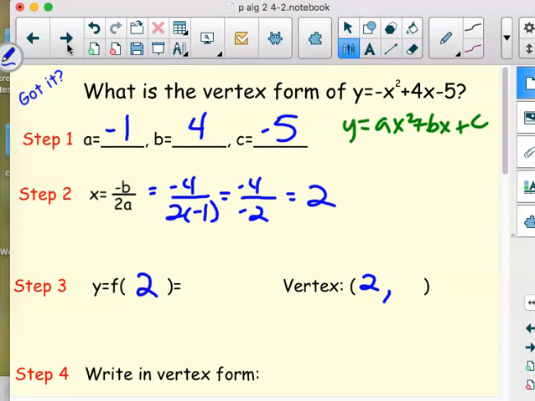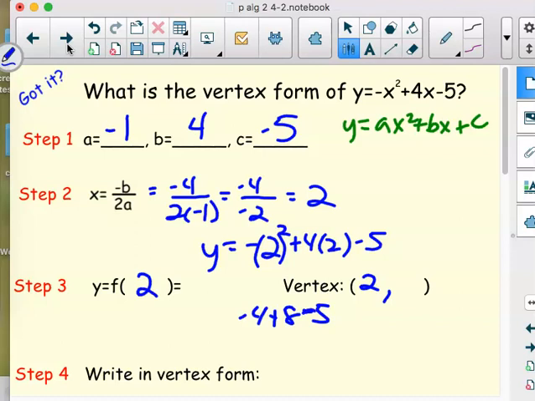Plug it back in. So it's going back up here, and that'll give us y equals -2 squared plus 4 times 2 minus 5. You can use a calculator for this. Like I said, it's just a great practice to always use parentheses if you're going to stick those back in and let the calculator do it. But order of operations says 2 squared is 4, so this will be -4 plus 8 minus 5. -4 plus 8 is 4, and 4 minus 5 is -1.